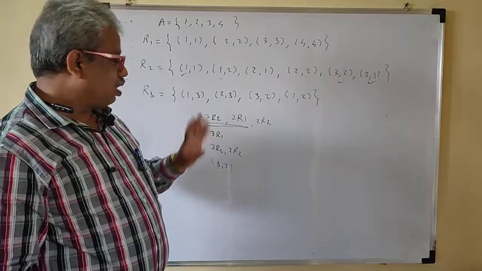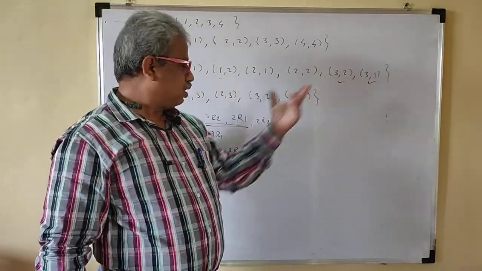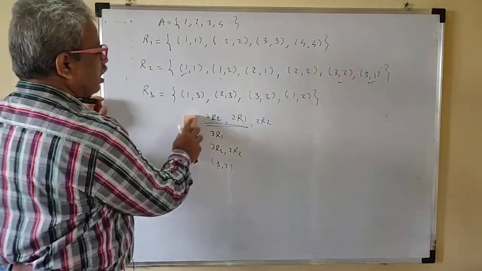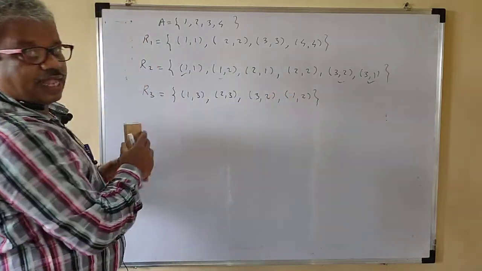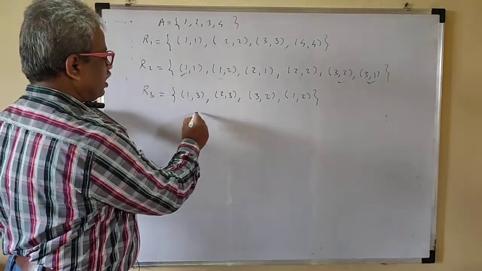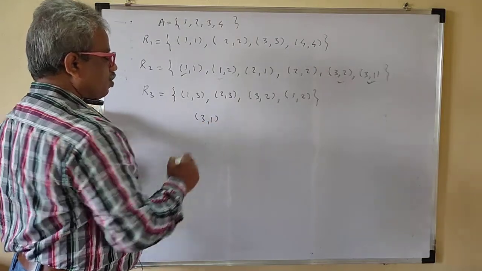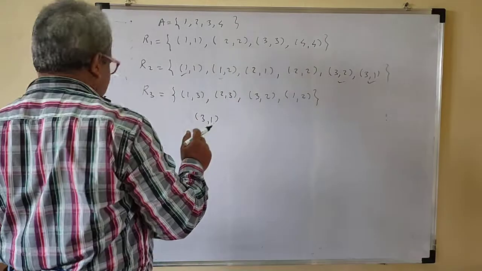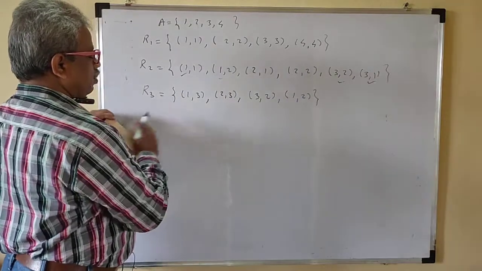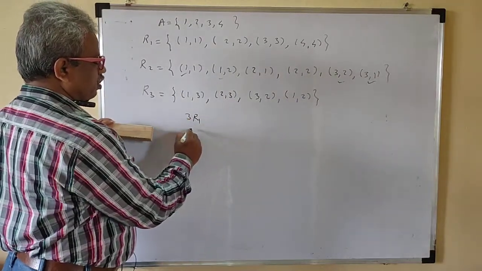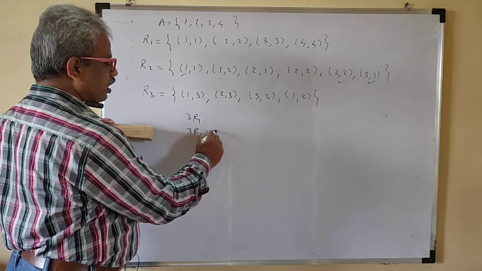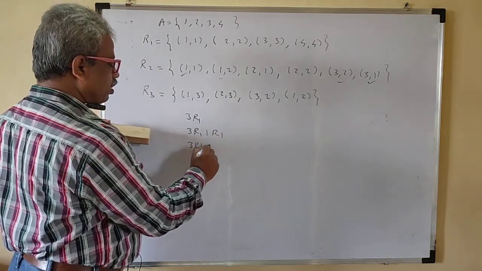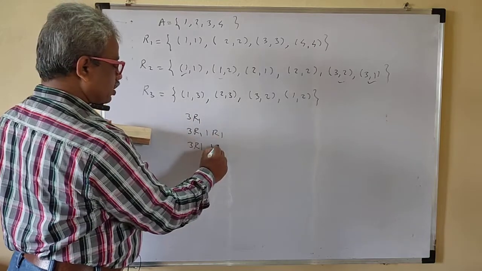So this should hold for all x, y, z. Now we take 3 related to 1. We take that relation, 3 related to 1, and check it. Okay. So I write 3 related to 1. Okay. 3 related to 1, 1 related to 1 is there. Okay. So 3 related to 1, 1 related to 2 is there.